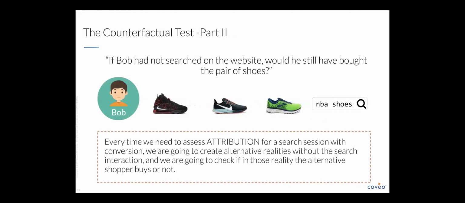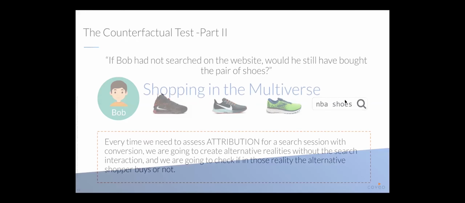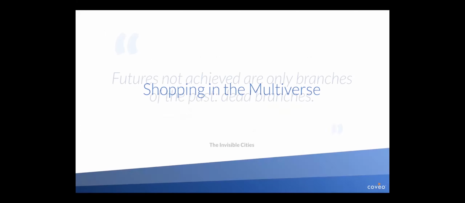So let's go back to the real problem we're trying to solve here, which is the counterfactual question. If Bob had not searched on the website, would he still have bought the pair of shoes? So what we need to do here to assess attribution is find a way to create a reality in which Bob did not actually search. And then we're going to check in that reality if that shopper buys or not. And that's why our method is called shopping in the multiverse.